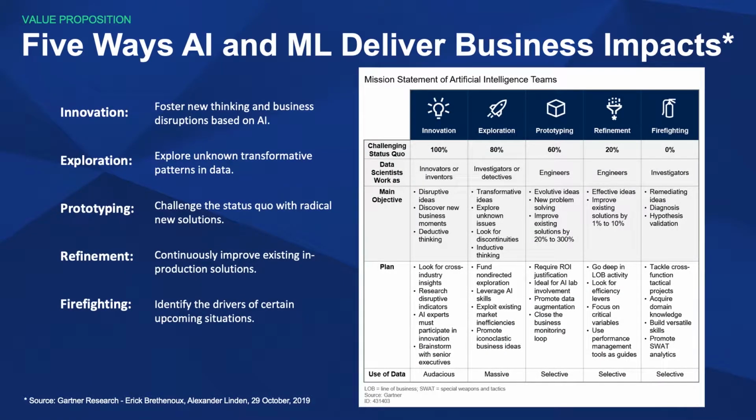Before we get into that, I just wanted to share some recent research from Gartner. It provided a very interesting framework called these 5 ways artificial intelligence and machine learning can deliver business impact. We thought this to be a very useful framework. They've basically defined these 5 ways as innovation, exploration, prototyping, refinement, and firefighting. Along those dimensions, they also provide how your data scientists might work, what the main objectives are, the plan, and how they might use data. Since we find this very useful, we thought we'd share this, and we encourage you to look this research up. It may help kickstart some of your own machine learning activities.